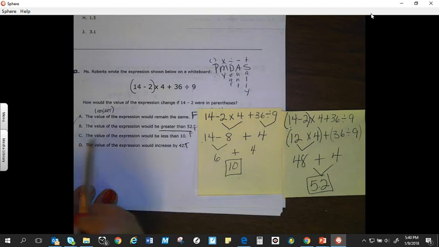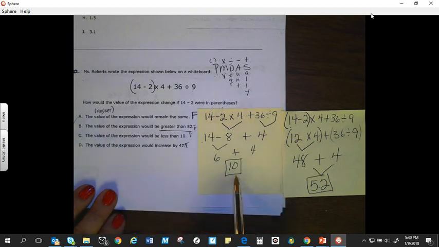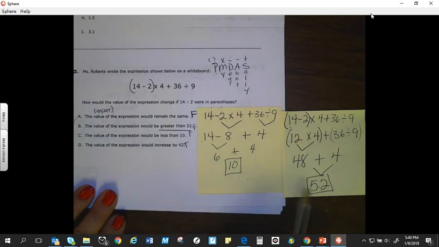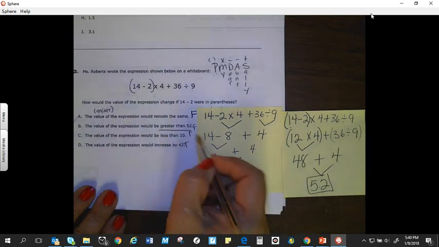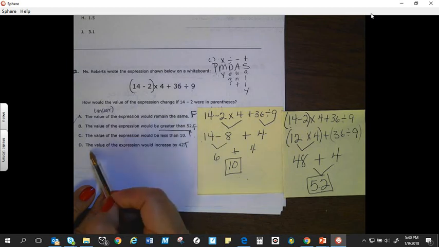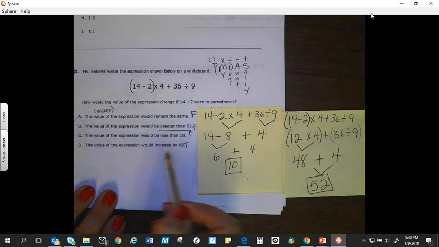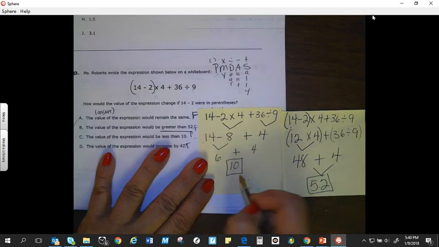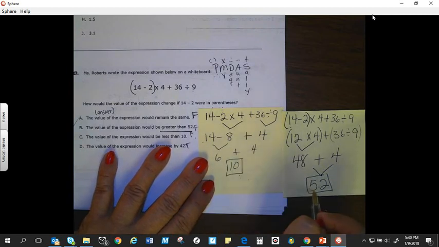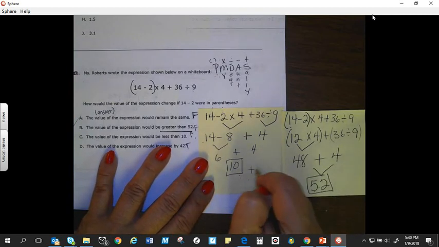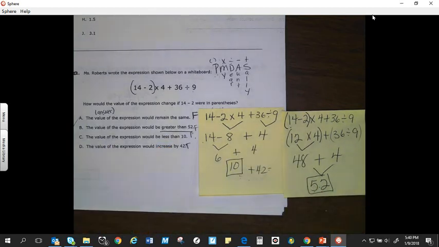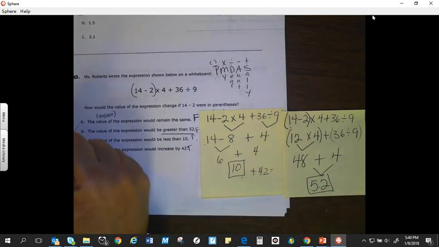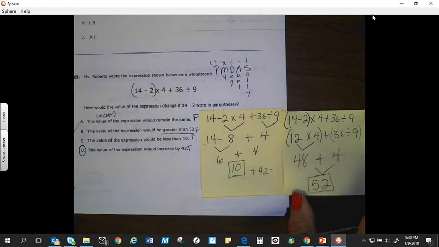The value of the expression would be less than 10. Is there an answer that's less than 10? No, so that's a false statement. The value or the answer of the expression would increase by 42. Did it increase by 42? Absolutely. 10 plus 42 equals 52, and that's a true statement, so my answer is D. Okay? If you have any trouble on this, you need to see me in the morning.